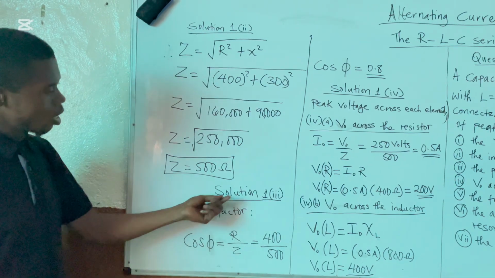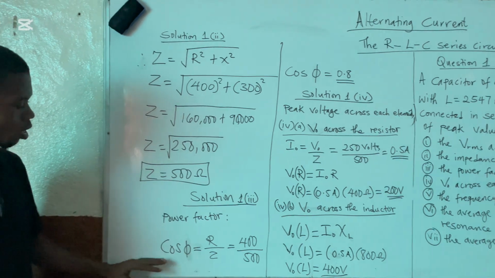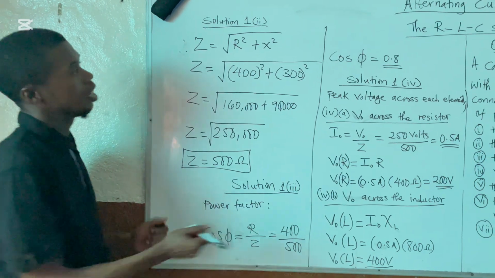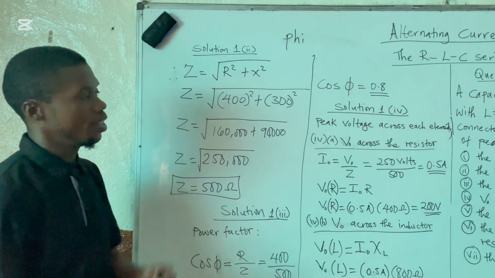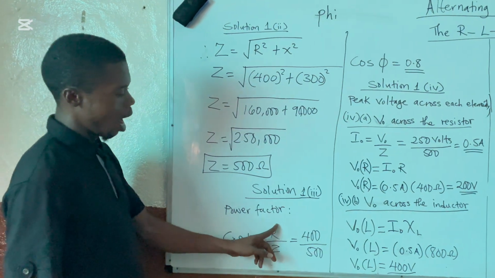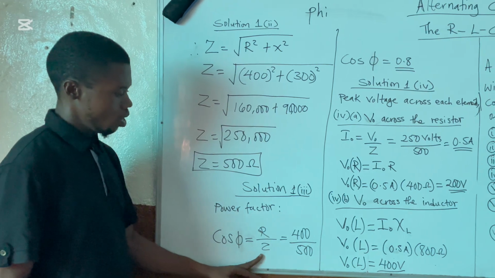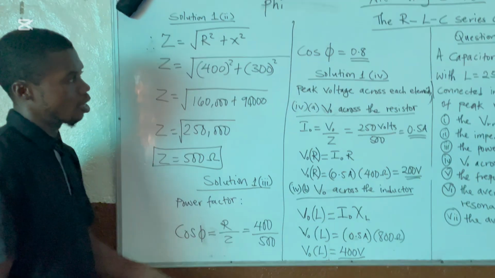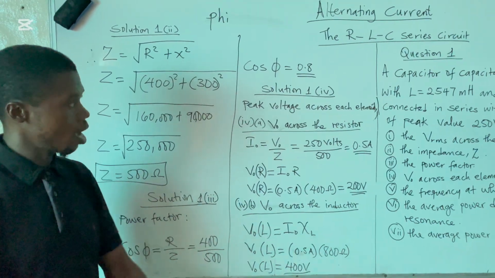Now we look at solution 3, so we should find the power factor. The power factor is cos phi. It's a Greek letter. So cos phi equals R, the resistance, over the impedance Z. The resistance is 400 and the impedance is 500. Just divide that, and our power factor is 0.8. The power factor does not have an SI unit.